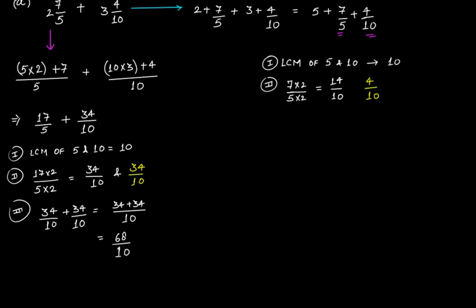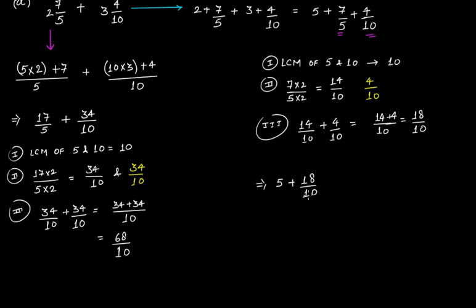Now the third step will be what? To add them. So if you add 14 over 10 plus 4 over 10, then you will get denominator 10, 14 plus 4, and this will be 18 over 10. So the addition of these two fractions is 18 over 10. Now you have to solve for what? 5 plus 18 over 10.